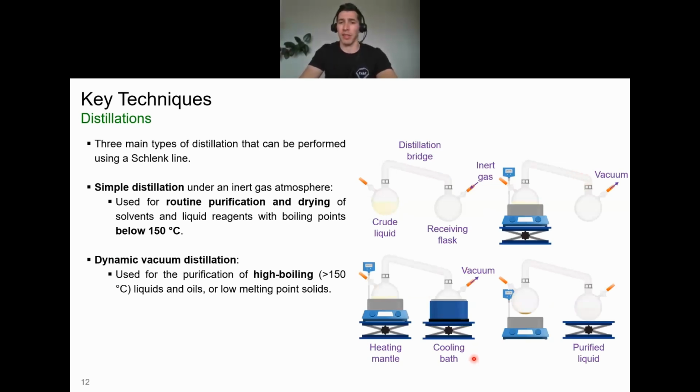And after the distillation is done, we allow both flasks to come down to room temperature, and then it can be slowly backfilled with inert gas and reassembled so that we can do further storage or reactions with our purified liquid.